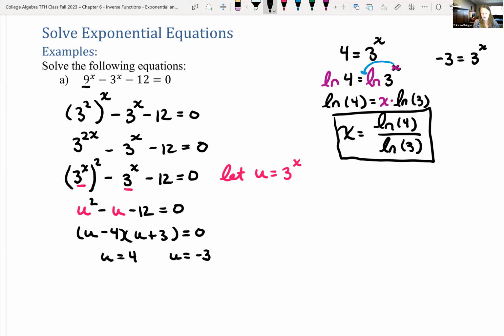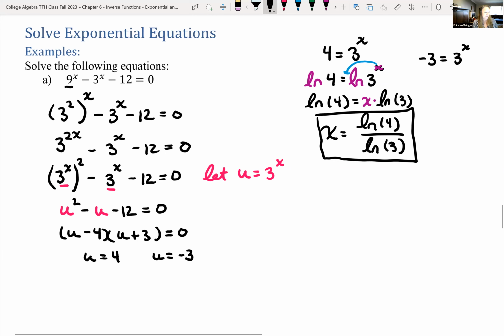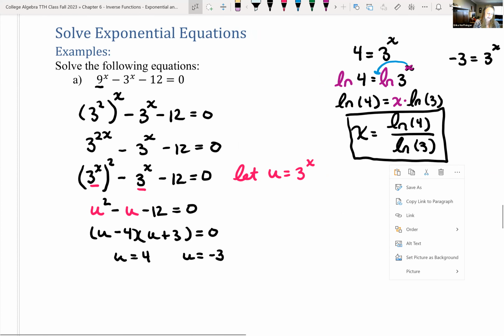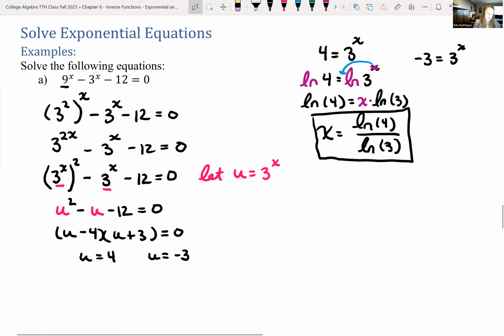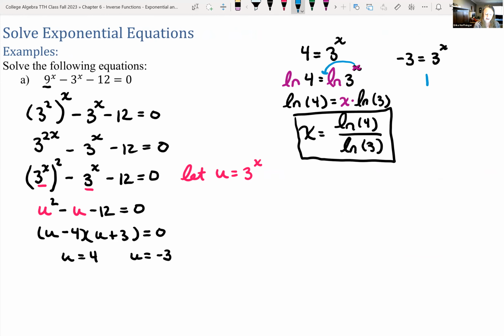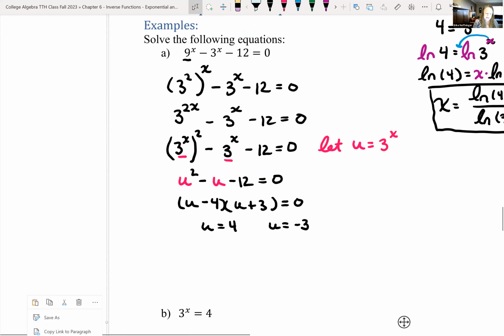The second equation, I notice that that's impossible. There's no way that I can raise 3 to some power to get back negative 3. But if I didn't see that, I would either try to manipulate the bases to be the same, or I would take the natural log on both sides of that equation. And so if we took the natural log on both sides of that equation, I would get the natural log of negative 3 equals the natural log of 3 raised to the x power.